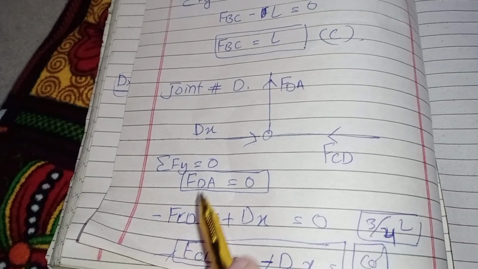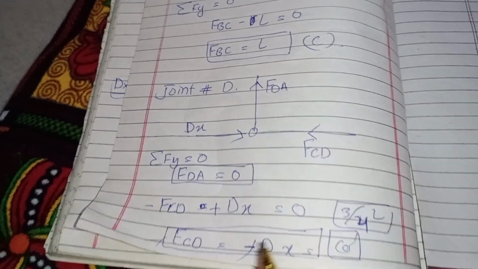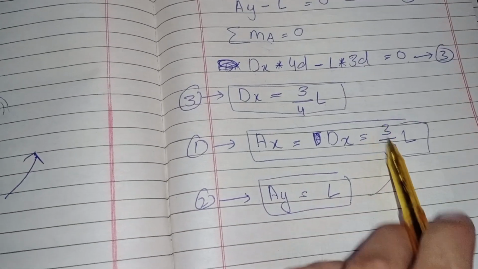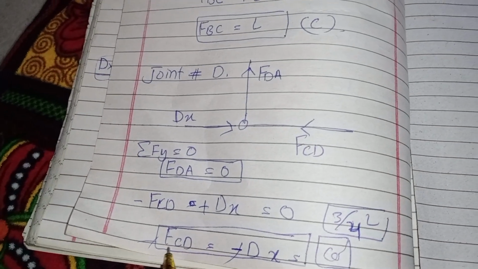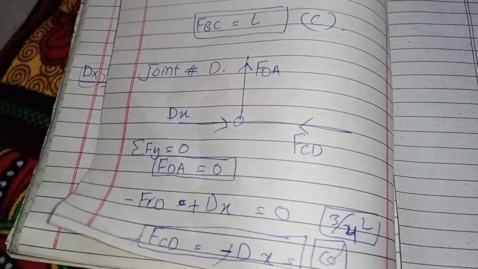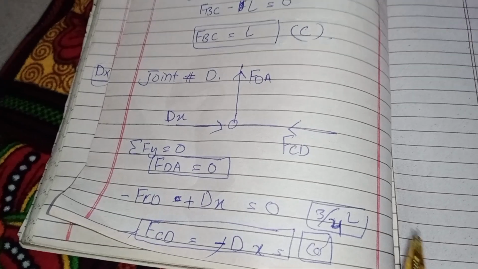So negative FCD, which is this force, and positive DX equal to 0. So FCD will equal DX, and DX I already calculated as 3 divided by 4L. So the force in member CD will equal 0.75 L.